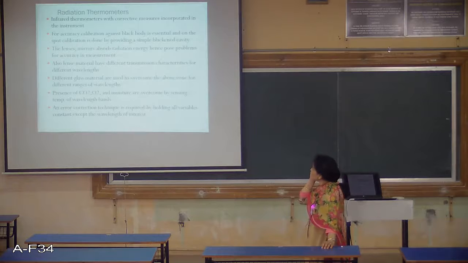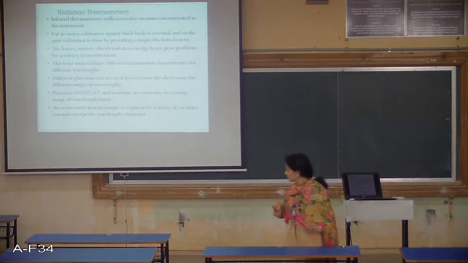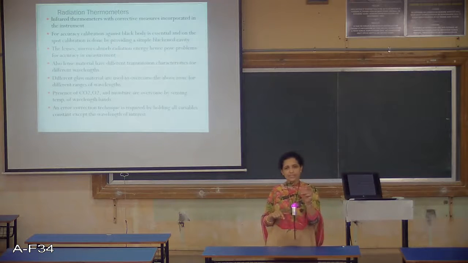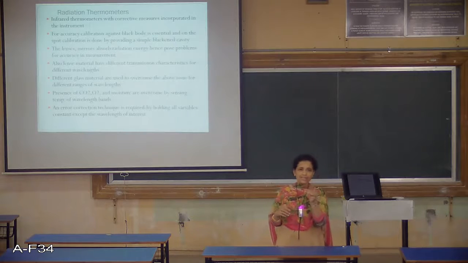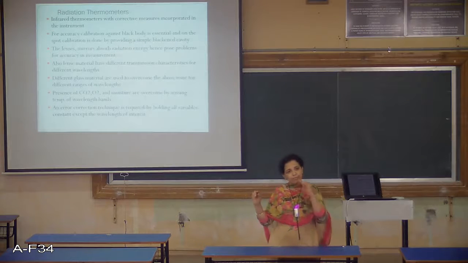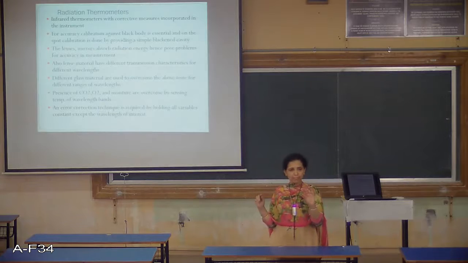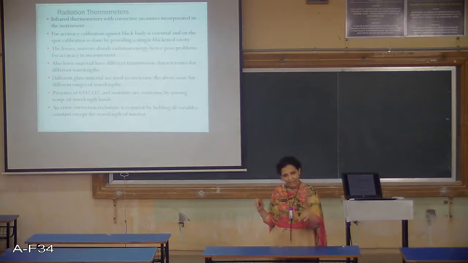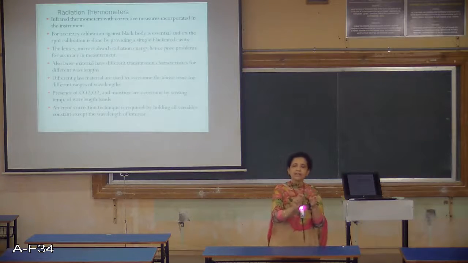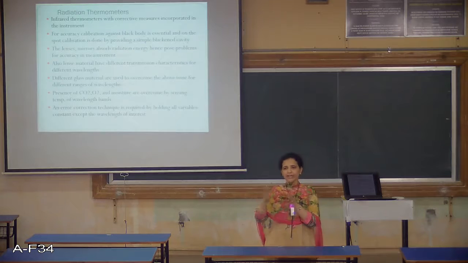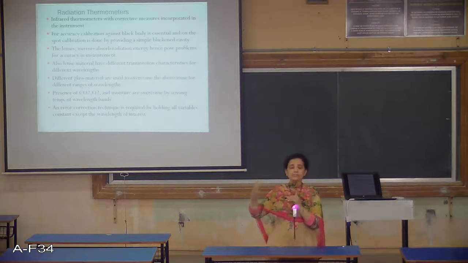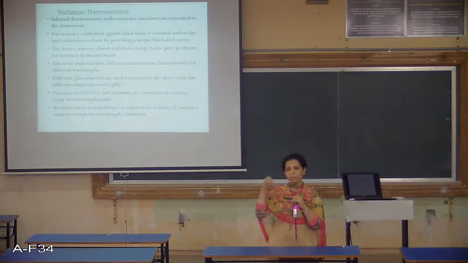Different glass materials are used to overcome the above issue for different ranges of wavelength. What exactly this sentence means is, lenses are made up of glass and rarely fiber. So for glass, you know which quality glass absorbs which wavelength more. Depending upon which wavelength it absorbs less, for that band, this particular lens is fixed. Similarly, the next glass has a particular refractive index.